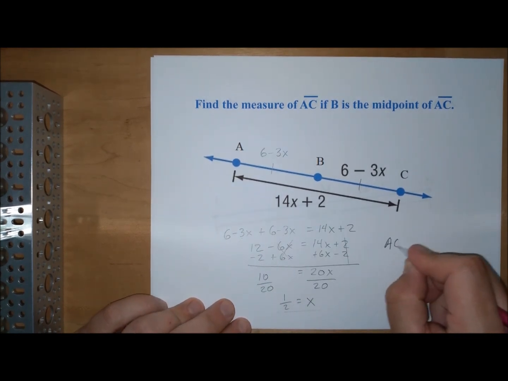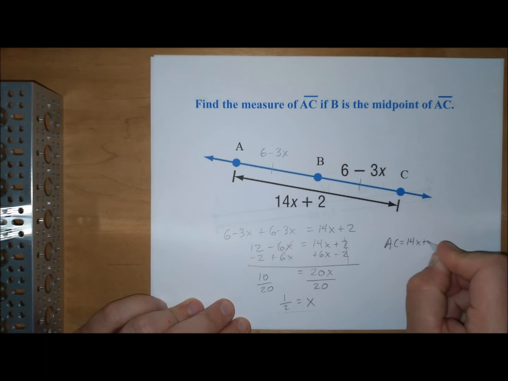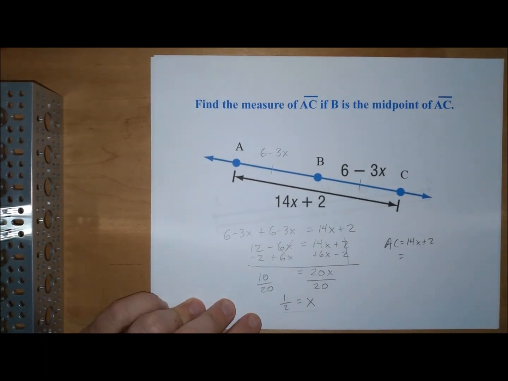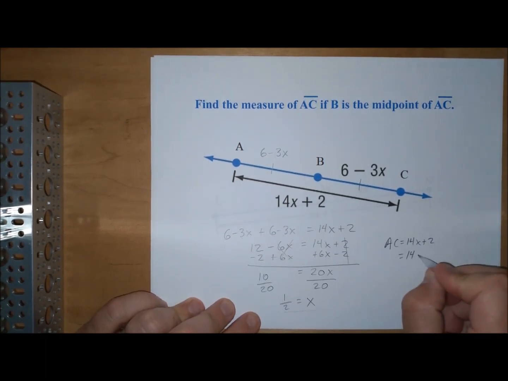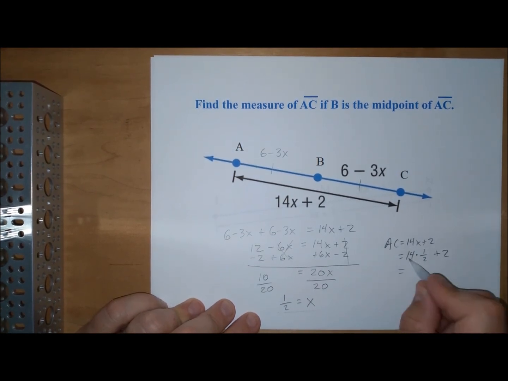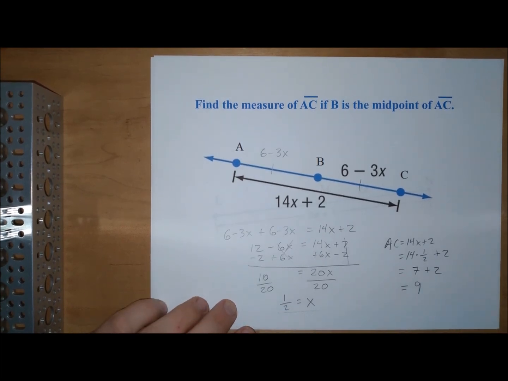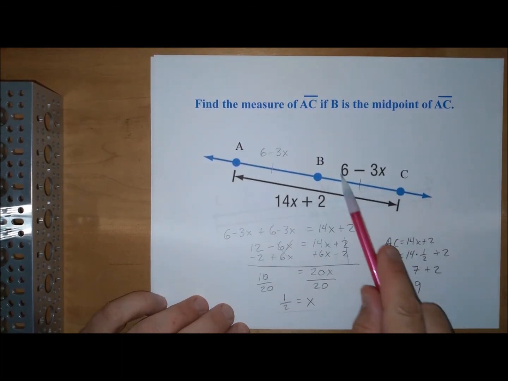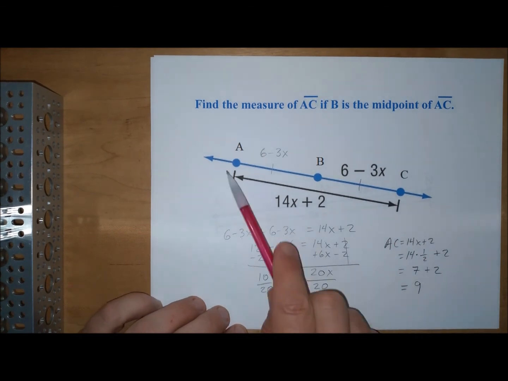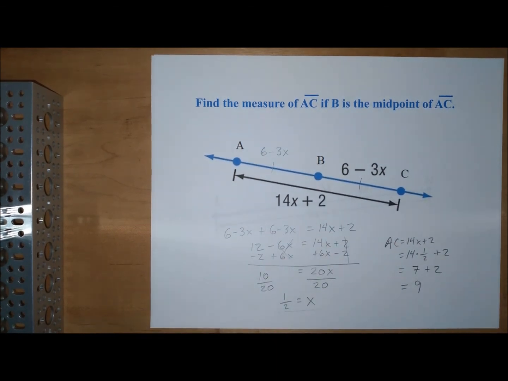We know AC is going to equal 14x plus 2. So can we go ahead and plug in that 1/2 for x? 14 times 1/2 plus 2. 14 times 1/2. Half of 14 is 7 plus 2. So it turns out that AC is 9. Good. And you could plug in x here, and you would find that AB and BC are each 4 1/2, which is going to confirm that you did the problem right.